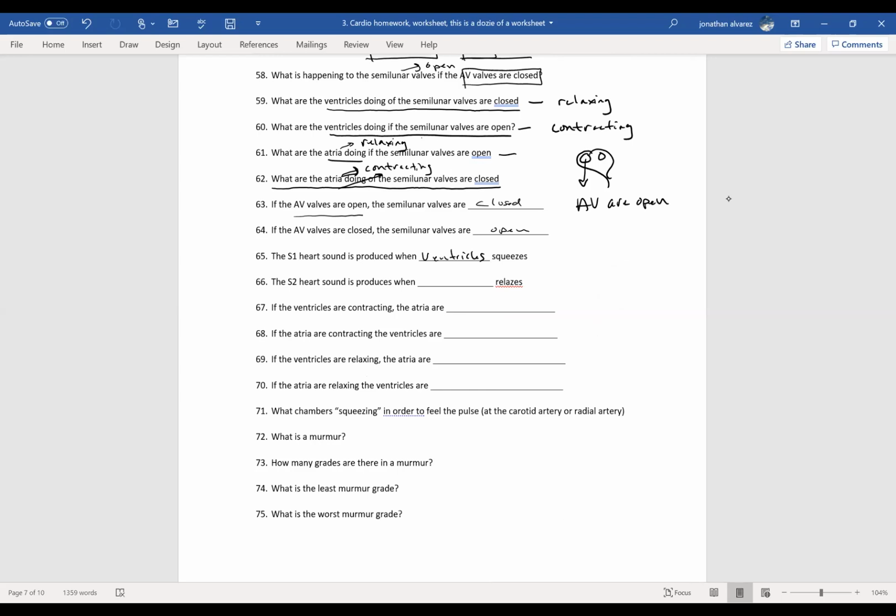Okay. So S1 is produced when the ventricles squeeze, S2 is produced when the ventricles relax. If the ventricles are contracting, the atria are relaxing. If the atria are contracting, the ventricles are relaxing, because they're always opposite. If the ventricles are relaxing, the atria are contracting. If the atria are relaxing, the ventricles are contracting.